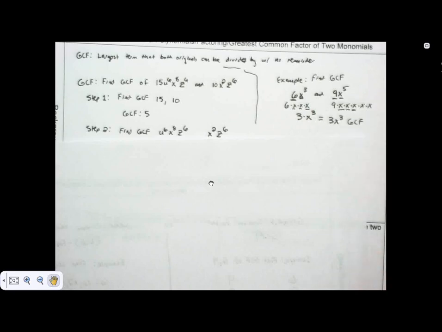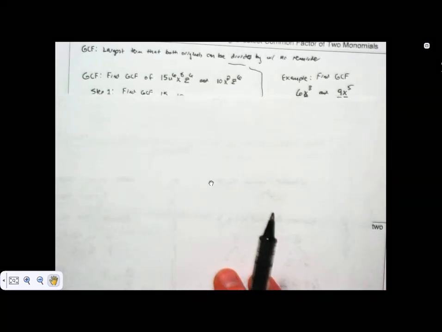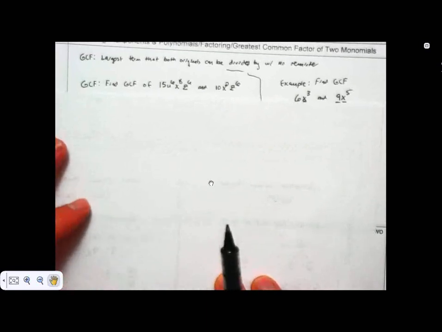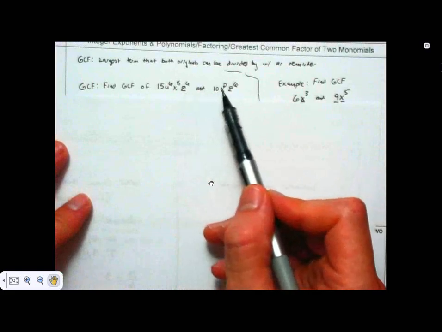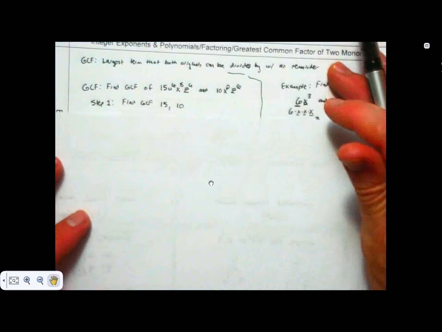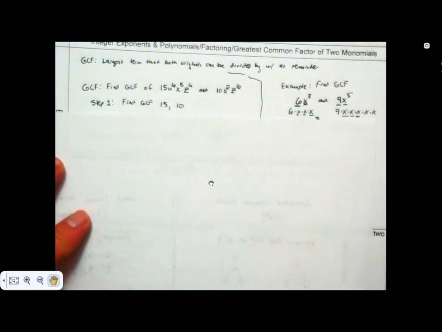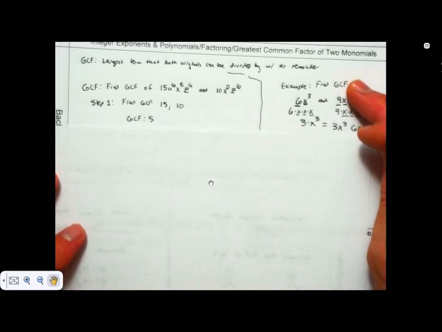Okay, let's take a look and see how we might do number 1 on this sheet. Number 1 was find the greatest common factor of 15u to the 6th, x to the 8th, z to the 6th, and 10x squared, z to the 6th. The first step in the process is just finding the greatest common factor of 15 and 10. That's the largest number that goes evenly into 15 and 10. Well, that number is going to be 5. So the first part of the process is complete.